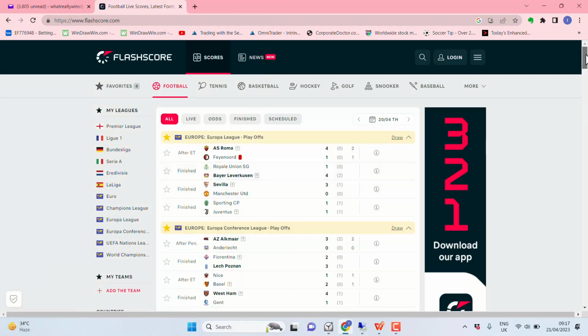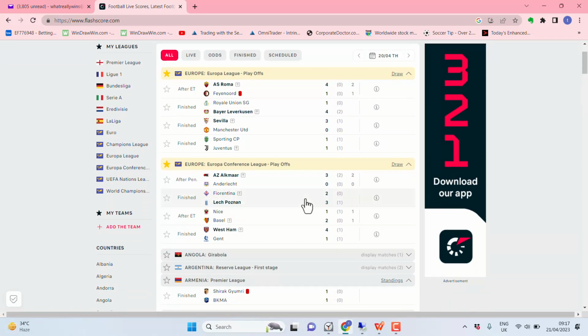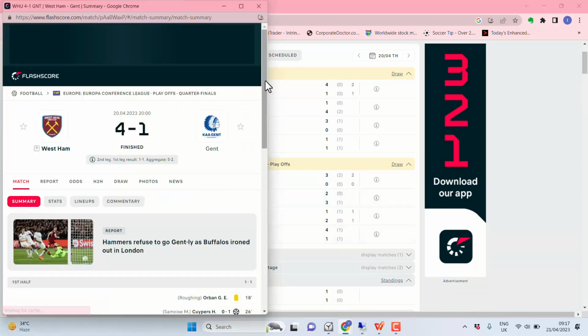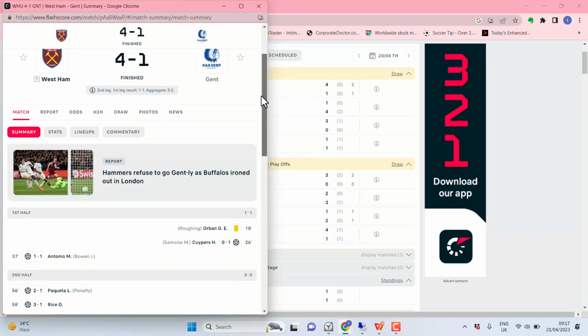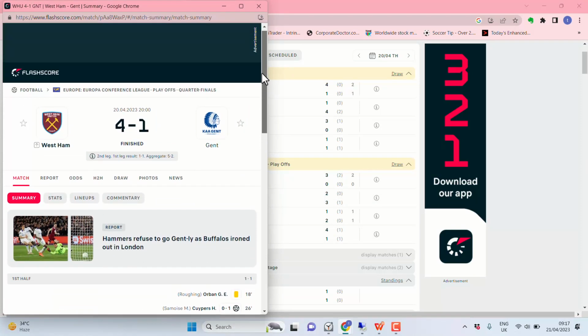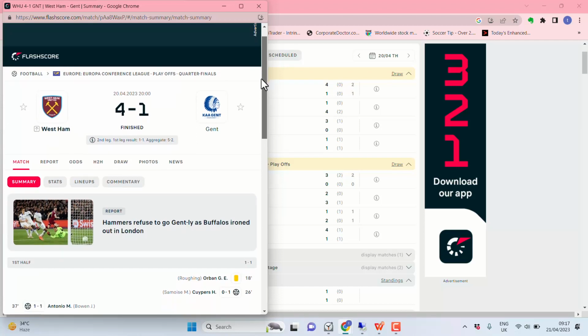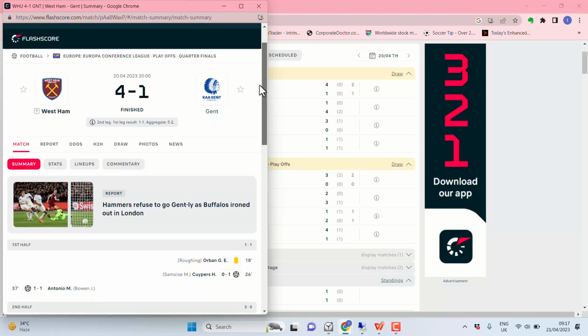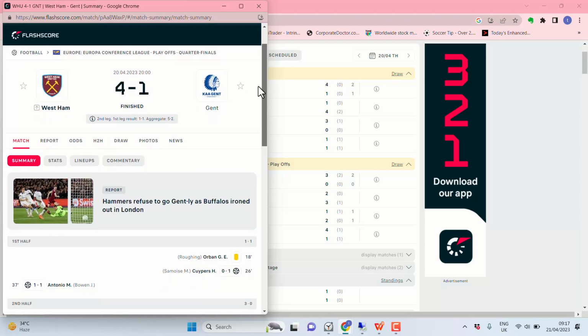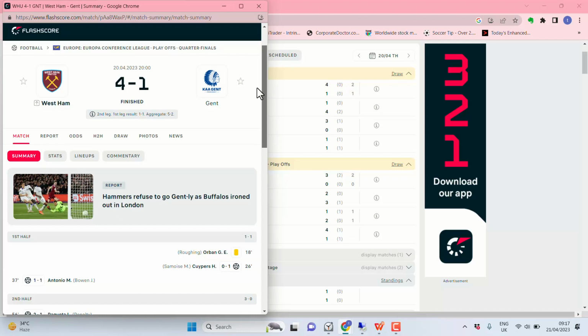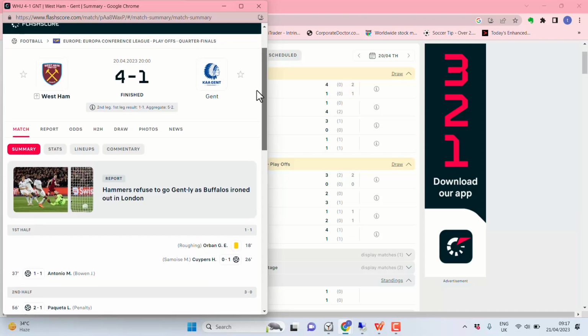What's my trading angle? West Ham playing Ghent. Ghent score first. What's my trading angle? Because at this stage, Ghent go through. Oh, Antonio turns up. Trading angle number 1. Trading angle number 2. It's a draw at half time.